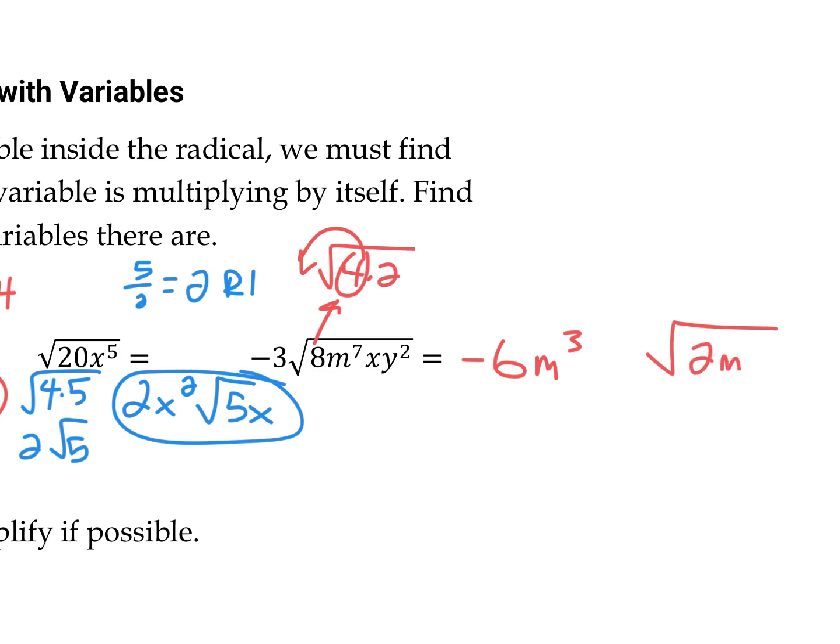And then my x, there's just x to the first. If they don't write an exponent, it's x to the first. So I can't simplify that at all. That's just going to stay an x inside the radical. And then y squared, that's going to give me one single y out in front of the radical. So I have negative 6 m to the third y, square root of 2mx.